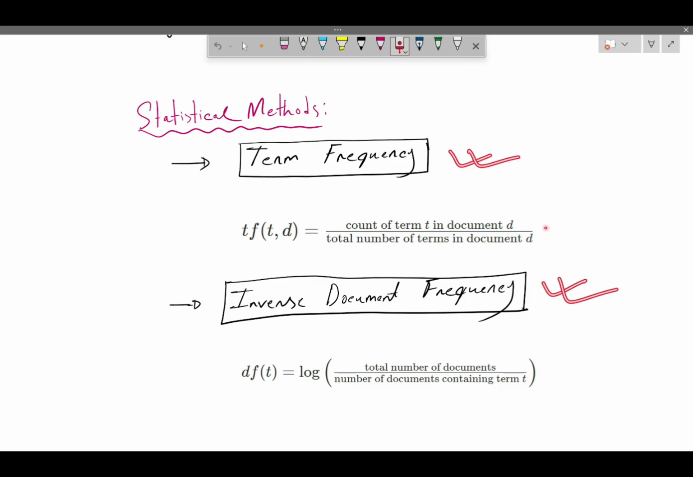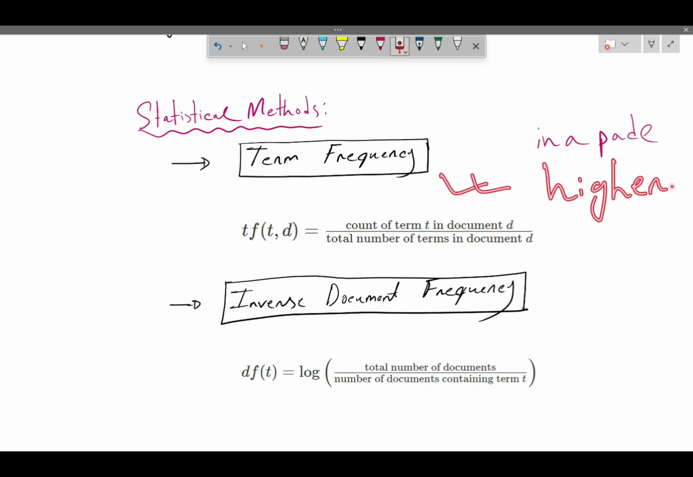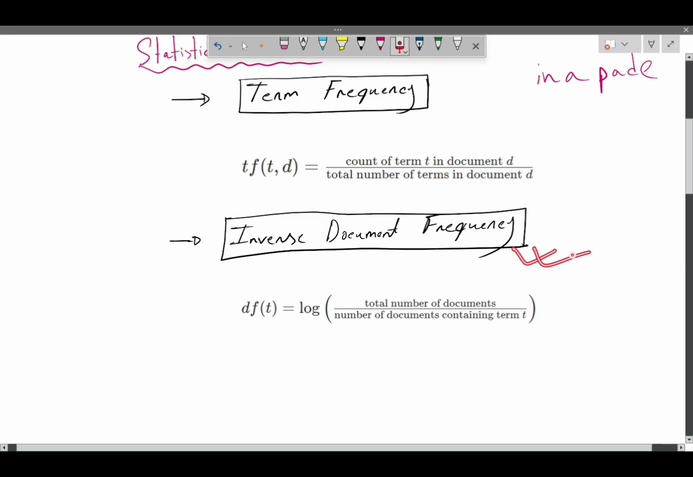In term frequency, suppose in a page a word is occurring multiple times. Then that word is given higher weight. If it occurs multiple times, that word is given higher weight, and this is the main principle of term frequency. Okay, now what is inverse document frequency?